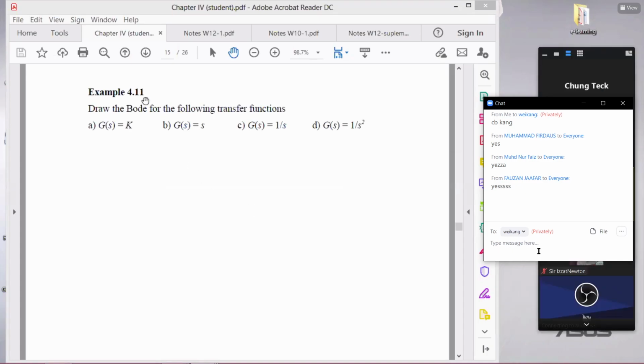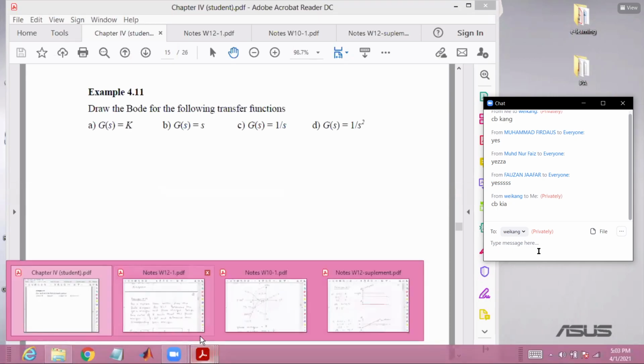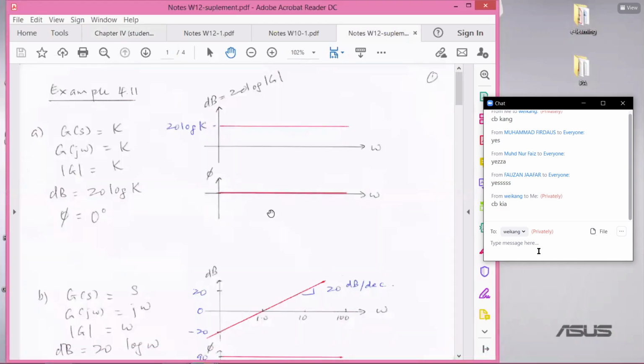All right. So as promised, we're going to come back to this example 411. It says here, draw the Bode diagram for the following transfer function. But we are not going to compute every point like we did before. We are going to draw using the straight line approximation, and then use that to help us quickly draw the Bode diagram. I have also uploaded this note to your e-learning. So this is now a supplement note.